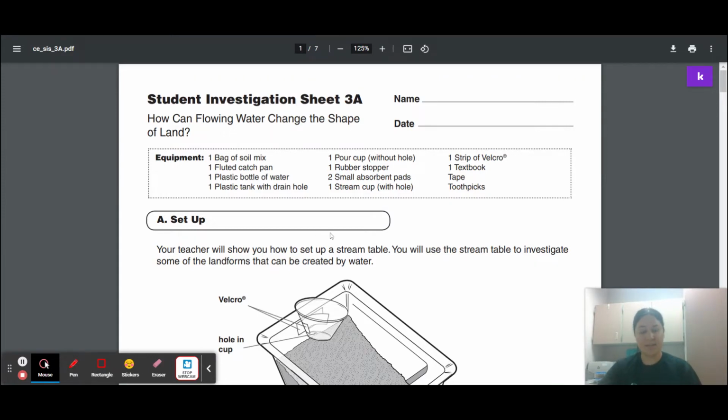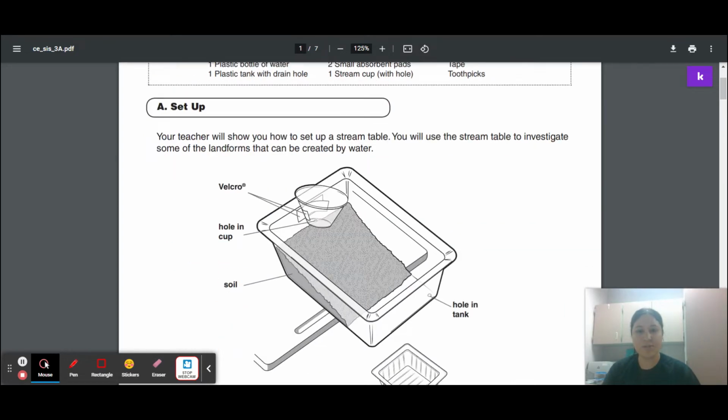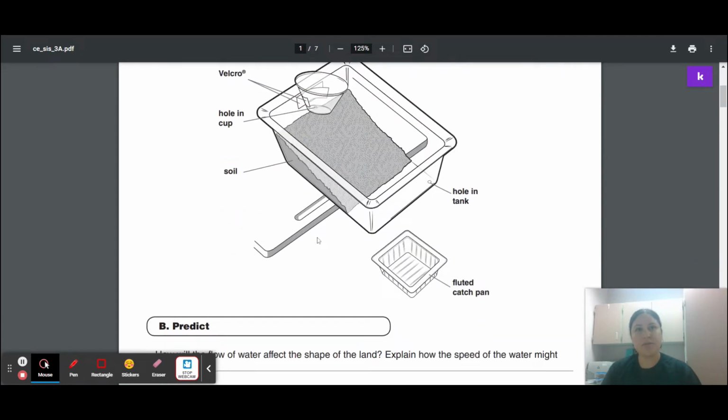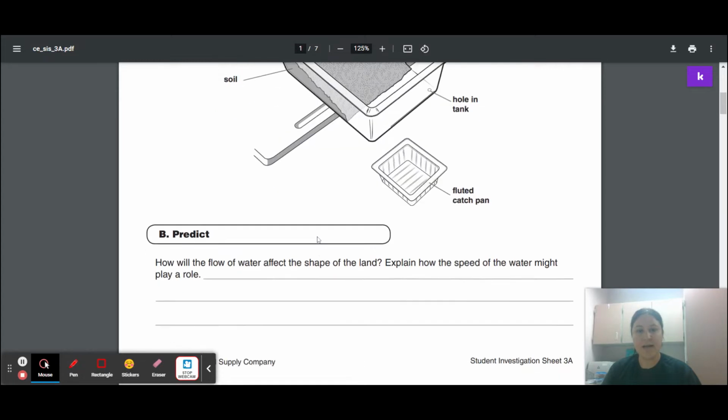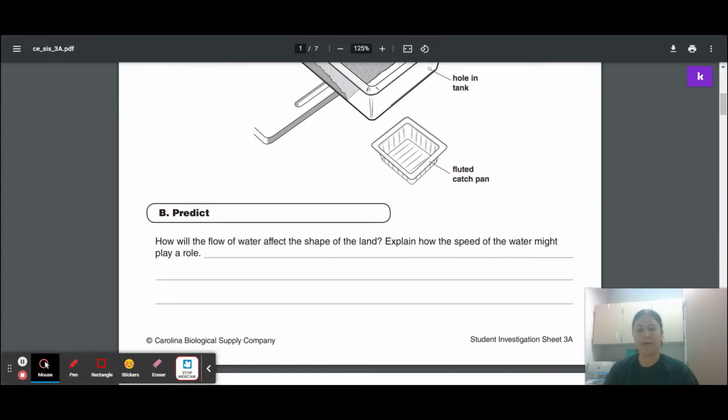You are going to be conducting an investigation where you set up a stream table, pictured here, like this, and I will also show you how it's set up. And you are going to do 3 trials to determine how speed and flow of water affect the shape of land. So before you begin, you do need to set up a prediction.